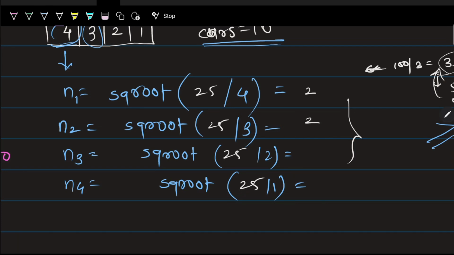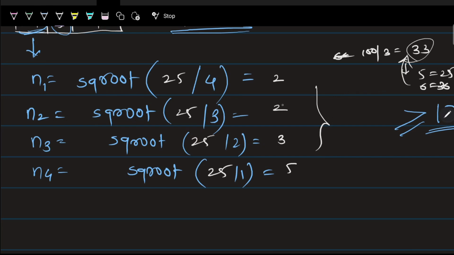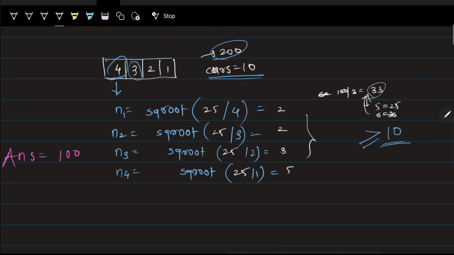What is 25 by 2? That is a 12. So I would just take 3, because 3 square is 9, but 4 square is 16, which is beyond that. 25 by 1, square root of 25, that is a 5. So again I would take 5 plus 3, 8, 8 plus 2, 10, 12. So again it is greater. So yeah, if this sum is greater than 10, it is possible.